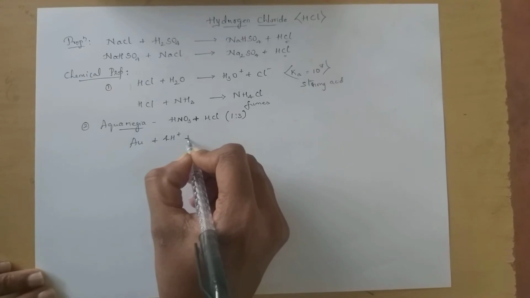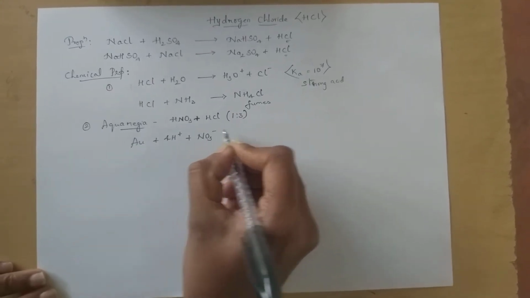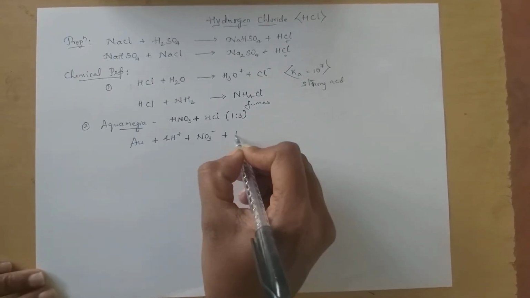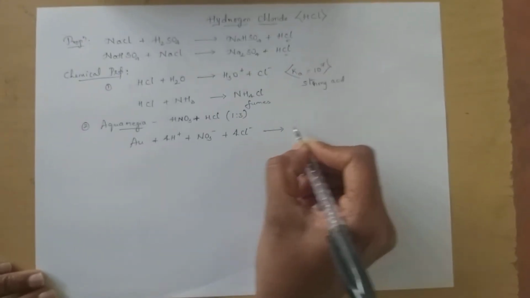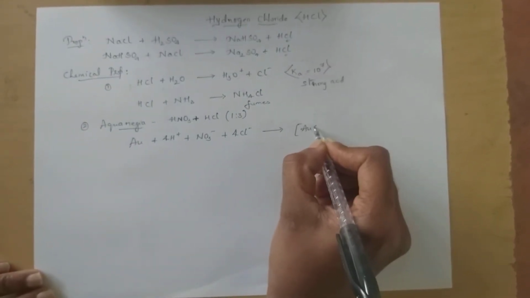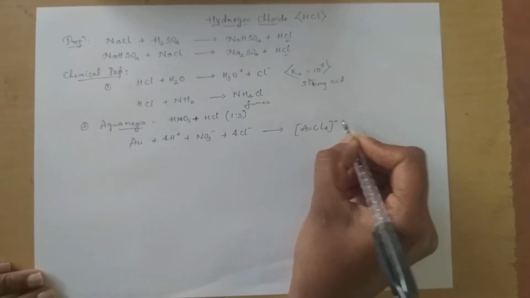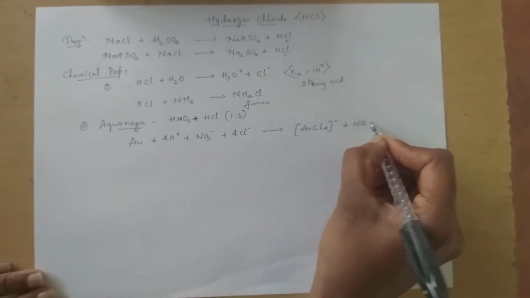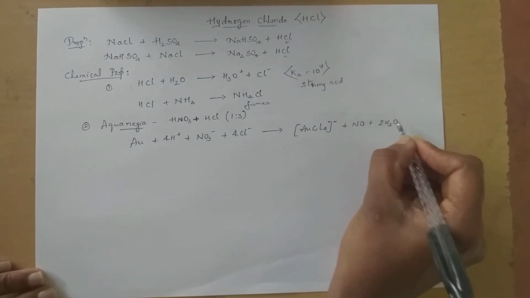gold in presence of acidic media then undergoes ionization to form AuCl4 minus and NO and 2H2O. Okay?